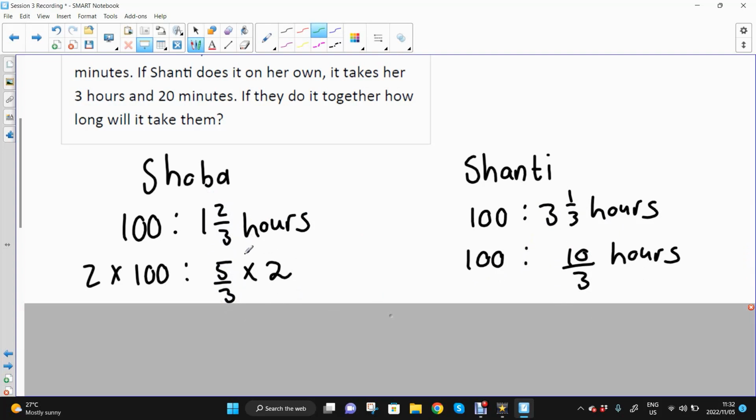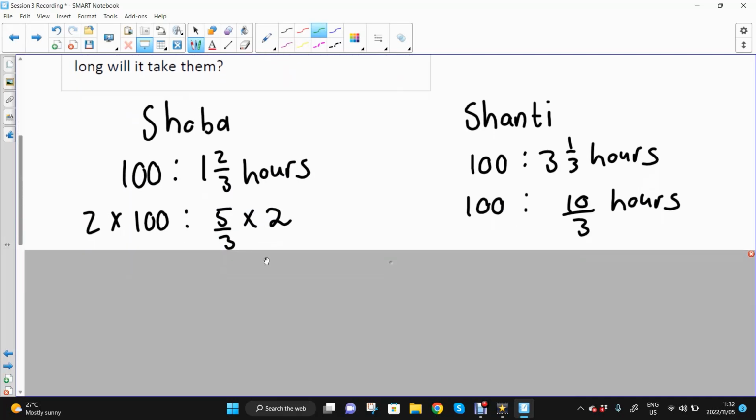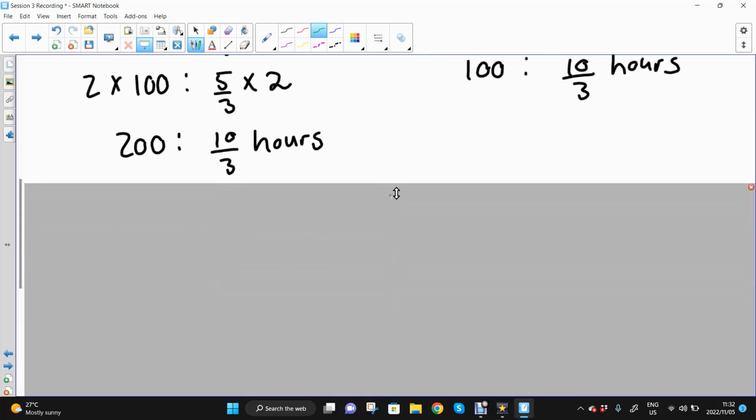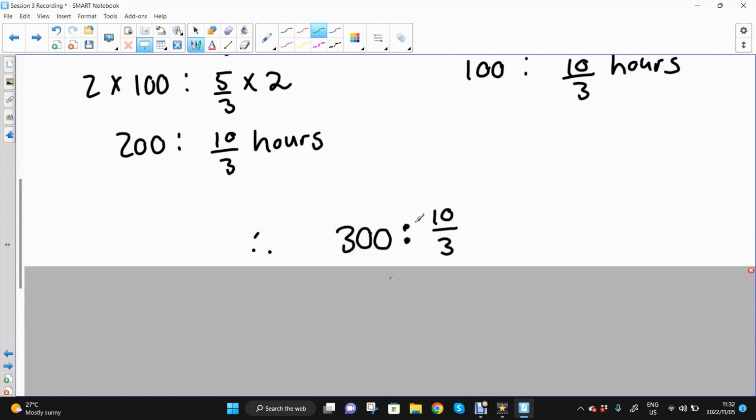So that was quite easy for me to see, that I just needed to times the left and right by 2. And then I've got Shobha's time at 10/3 hours. And I can see that she will clean 200 ornaments in 10/3 hours, whereas Shanti in the same amount of time will clean 100. Now, if they work together, that means in 10/3 hours, how many ornaments will they be cleaning? So putting that together, you add the ornaments in the same amount of time.